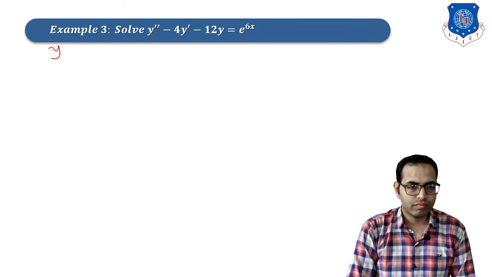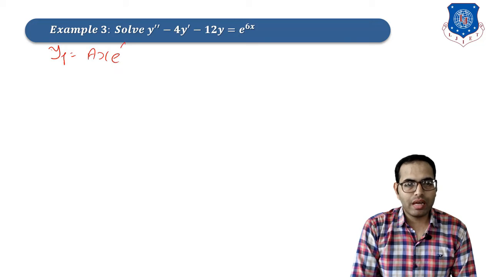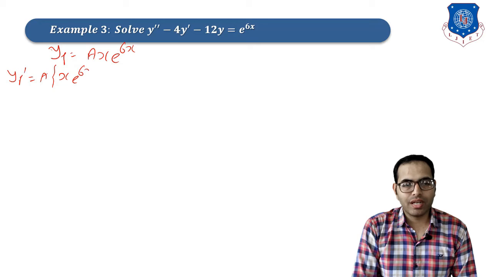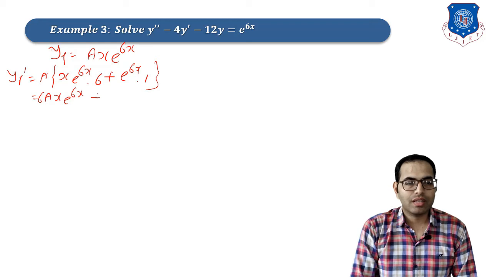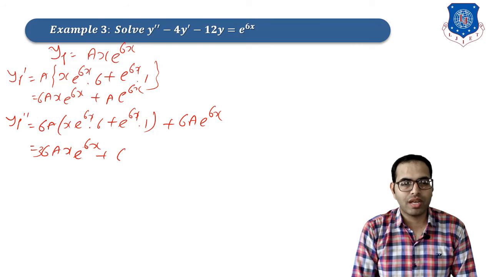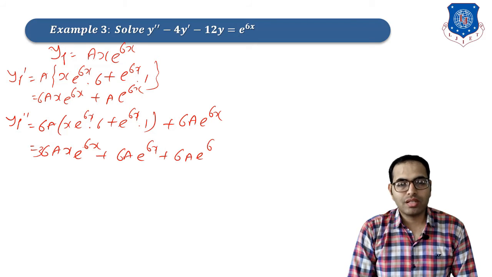See, yp = a x e^(6x). Then the derivative of that term, a is constant, so use the product rule: u as it is, derivative of v, plus v as it is, derivative of u. Simplifying, we get 6a x e^(6x) + a e^(6x). Again differentiating, 6a is constant, product rule again, plus 6a e^(6x). Simplifying, yp'' = 36a x e^(6x) + 6a e^(6x) + 6a e^(6x).